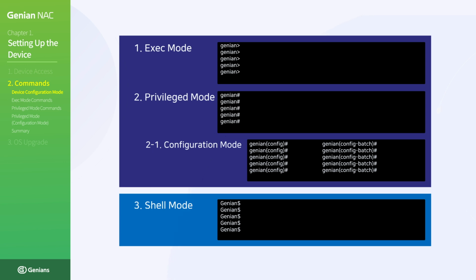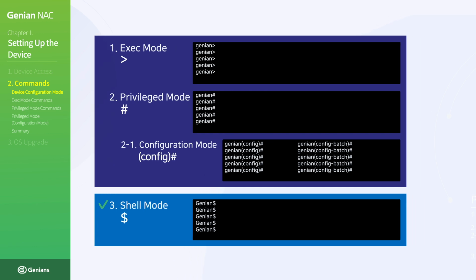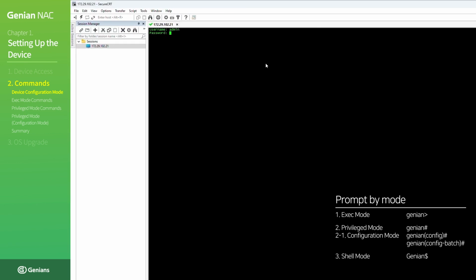Each mode can be distinguished by the prompt displayed on the screen. Exec mode, represented by the greater than sign; Privileged mode, represented by the hash sign; Configuration mode includes additional prompts for terminal and batch modes, displayed as config and config batch; Shell mode, represented by the $ sign. To switch between modes, transitioning from exec mode to privileged mode requires a password. Switching to shell mode requires entering a secret command. You can check the current mode through the prompt.